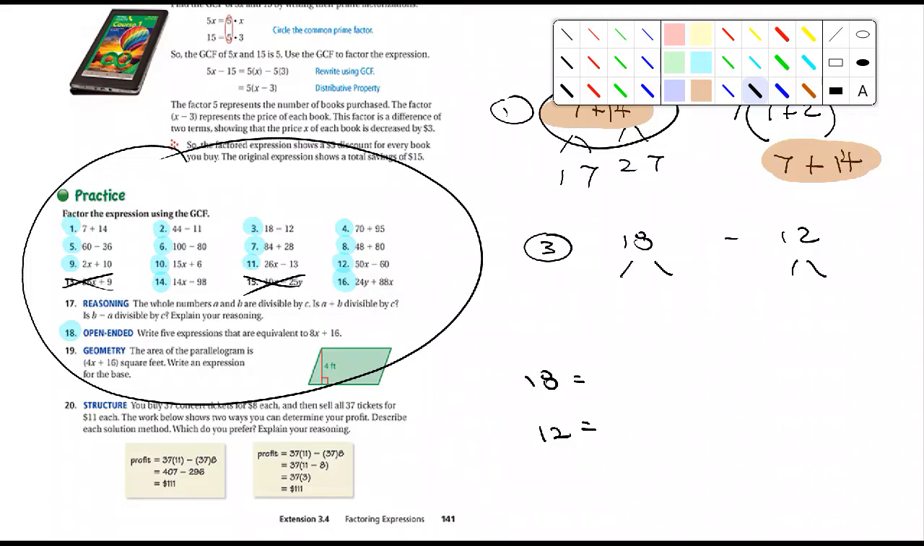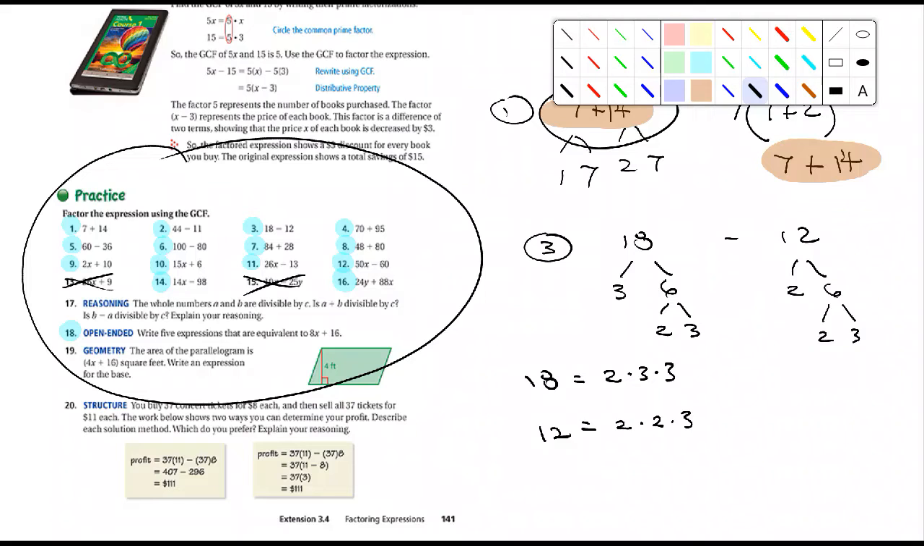6 and 3. Okay, I'll put 3 and 6, and then 3 is prime, so we're done there. What about 6? 3 and 2. So 18, I could put 2 times 3 times 3. Now, Mr. Patania, factor out 12 for me. 6 and 2. Okay, so I'm going to put 2 and 6, and then 2 is prime. What about 6? 3 and 2. So 12 would be 2 times 2 times 3. Nicely done.